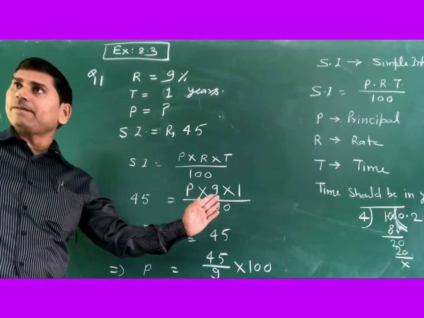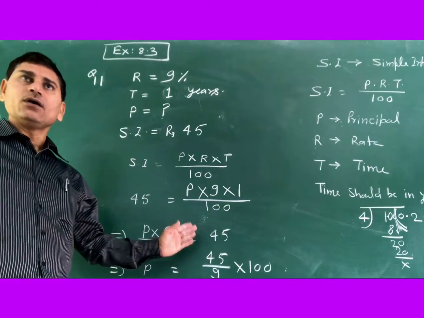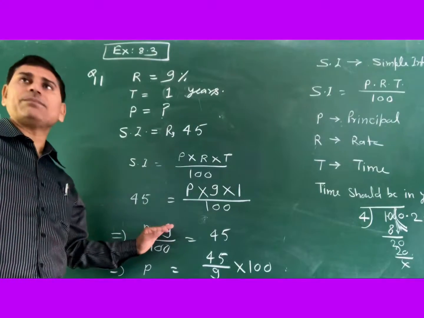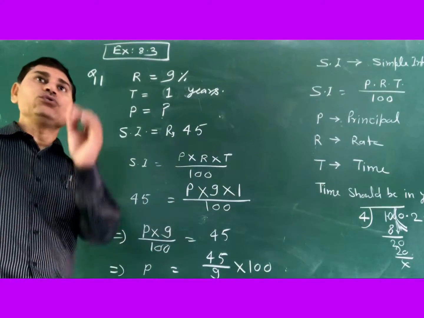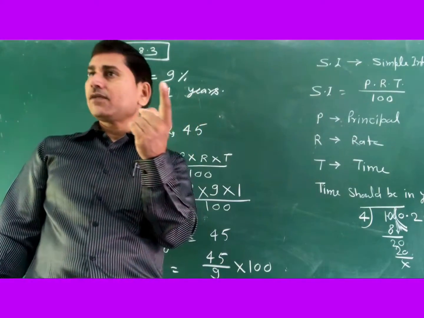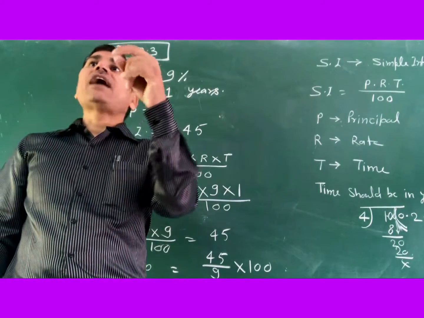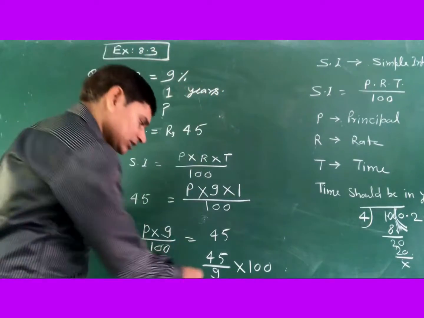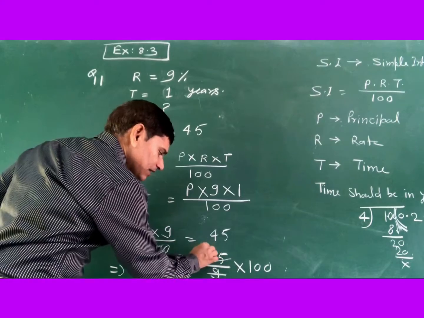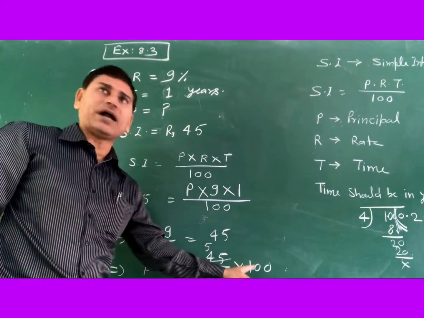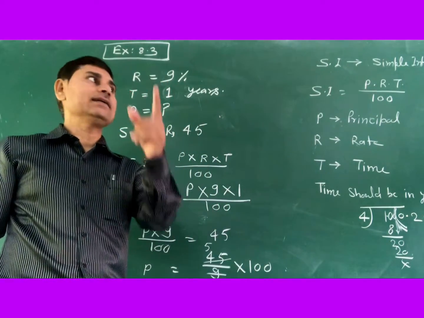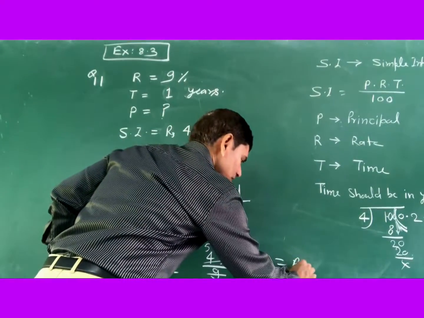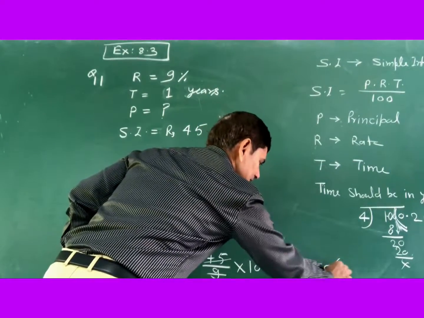Divide goes to multiply on transposing, and what is in multiplication goes to divide. You know the table of 9. Okay, 9 fives are 45. Correct. So 9 ones are 9, 9 fives are 45. If you multiply 5 into 100, then you will get the result 500. Very good, rupees 500. This is the answer.